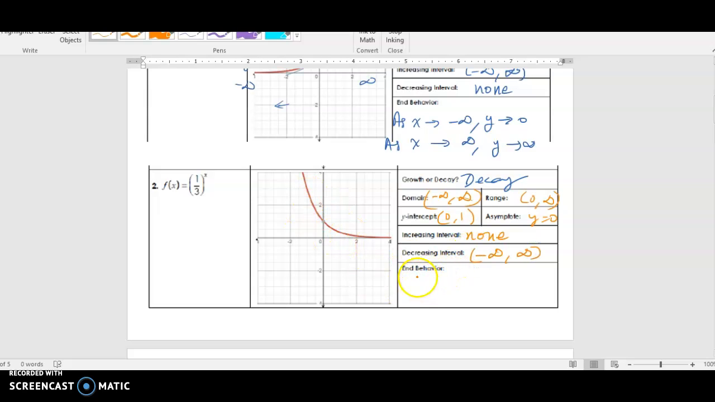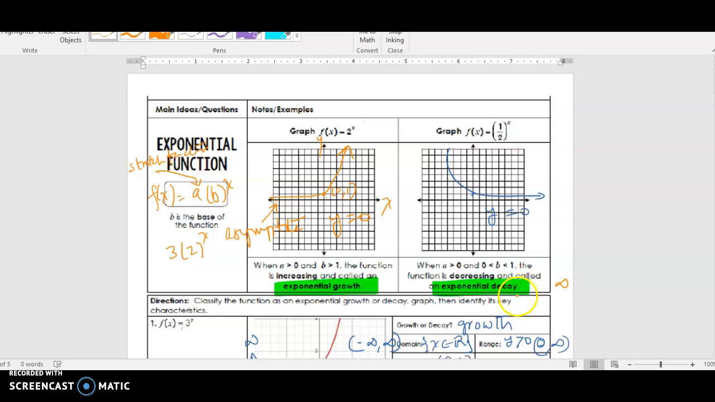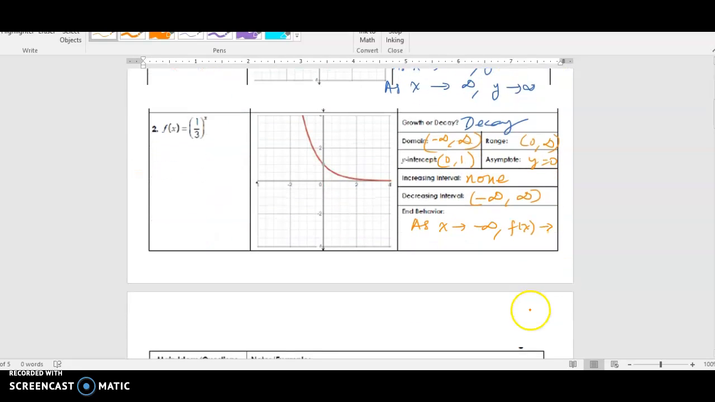And for the end behavior, as x approaches -infinity, the y is actually increasing here. So y, or f of x, you can use f of x also here, both mean the same. F of x approaches +infinity. Oops, this has its own mind. Sorry about that.